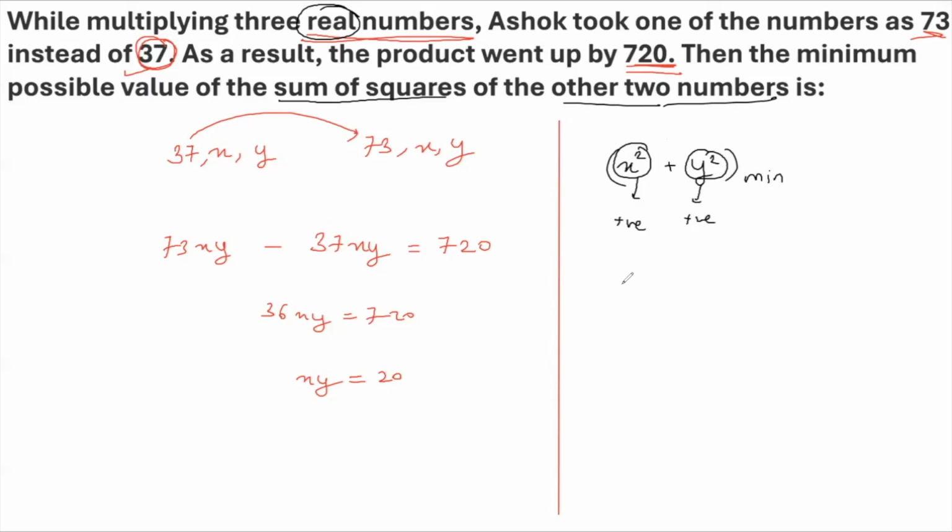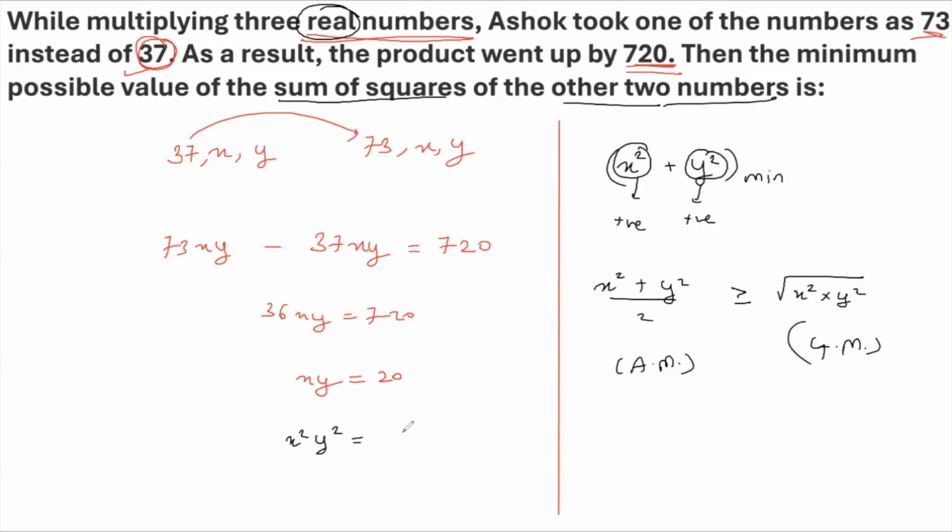For two positive numbers, x square and y square, the arithmetic mean or AM, x square plus y square upon 2, is the arithmetic mean of x square and y square. The AM will be greater than or equal to the geometric mean, that is GM. For two numbers, geometric mean is square root of their product. The product of x square and y square, we take the square root, we get geometric mean. Now next step, I already know the value of x into y. So from here I can get x square y square. X square y square is 20 square, 400, and that I'll substitute here.